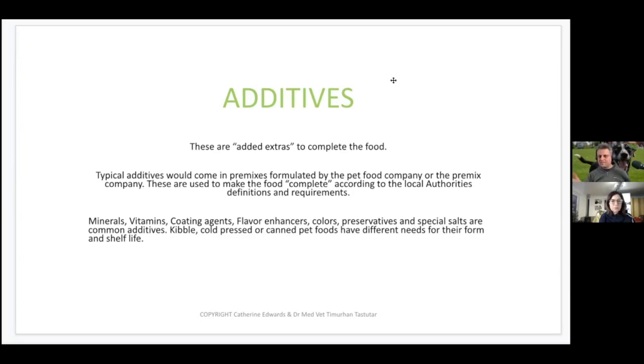These are additives because they are added extras to complete the food. What does it mean? The easiest way to sell pet food to bigger masses is to make it complete. That means the person buys it, just puts it into the bowl and forgets about it, because it has everything that the dog needs. Yes, that is correct. And we will talk about that too, why it is supposed to do that and it doesn't actually do it.